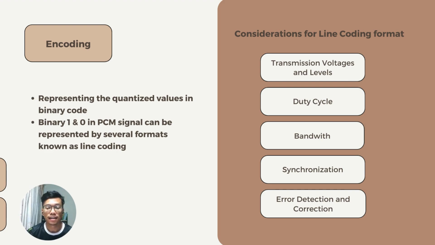Next is the duty cycle, the ratio of the active bit time over the bit period. Then the bandwidth, which will depend on the transition of the bit sequence, and synchronization, which relates to the amount of transition needed. And lastly, error detection and correction, which is the mechanism that the coding can provide.